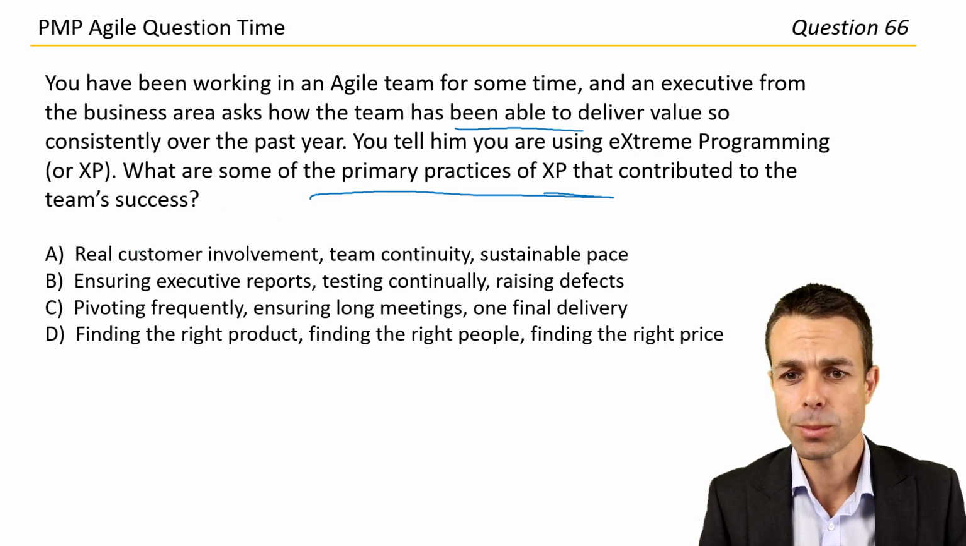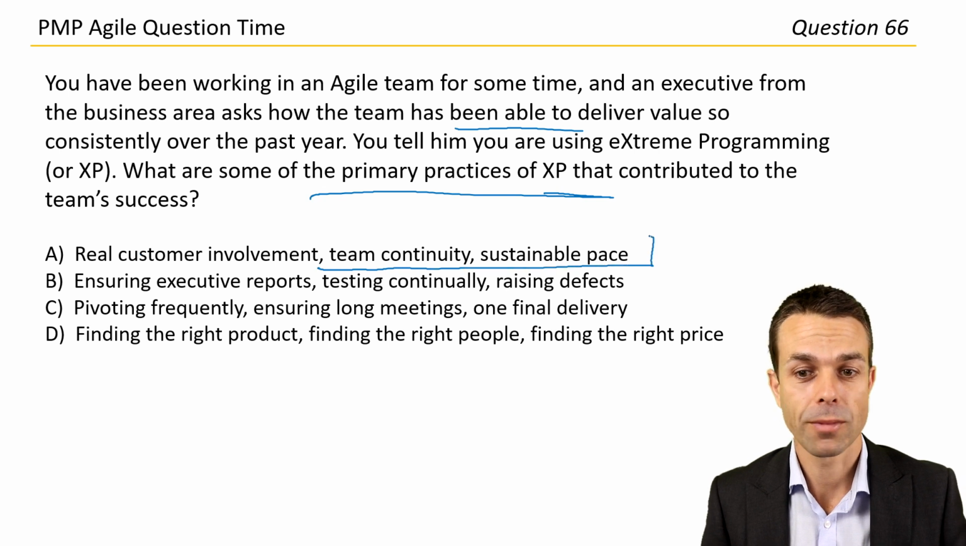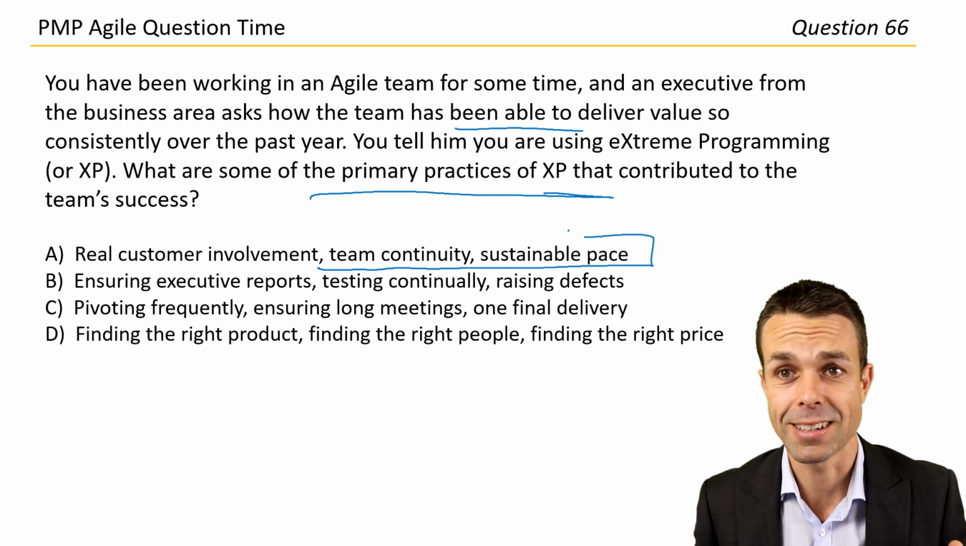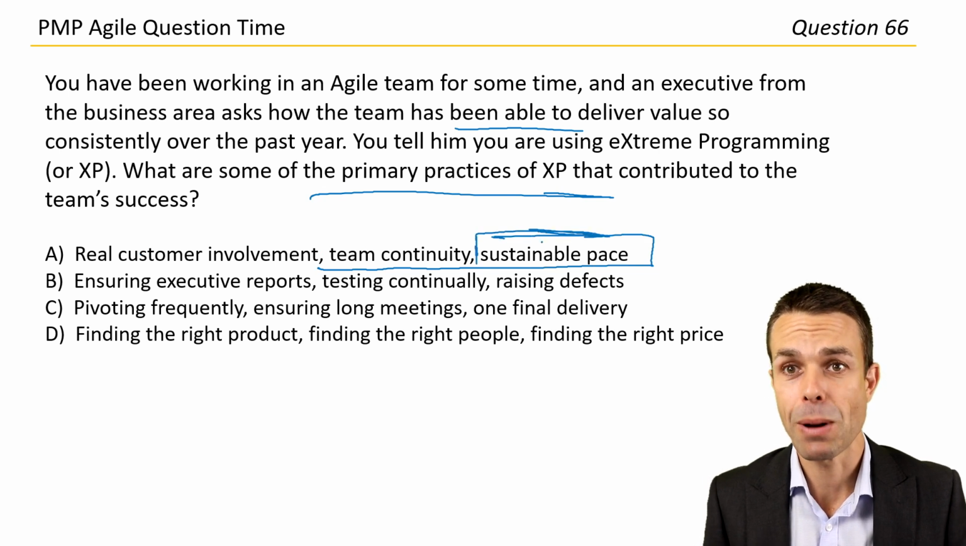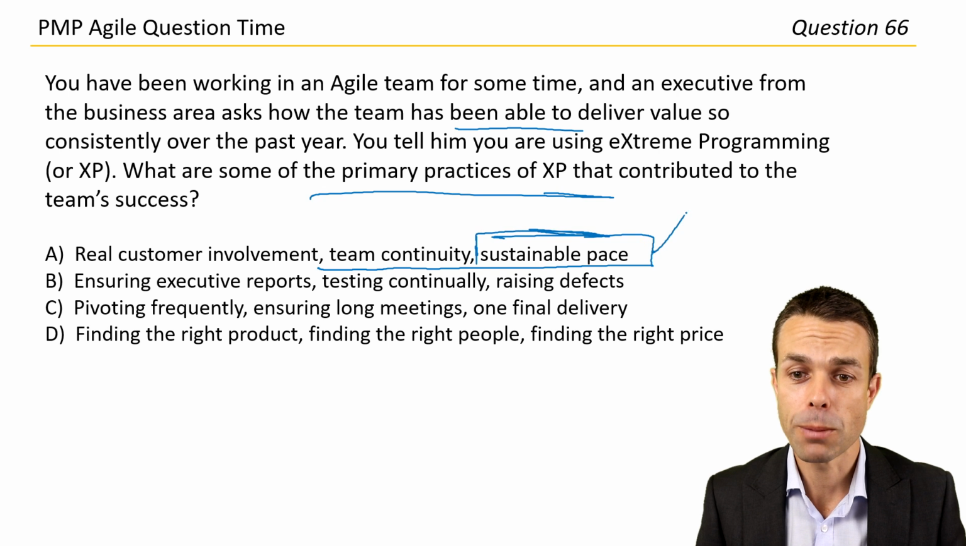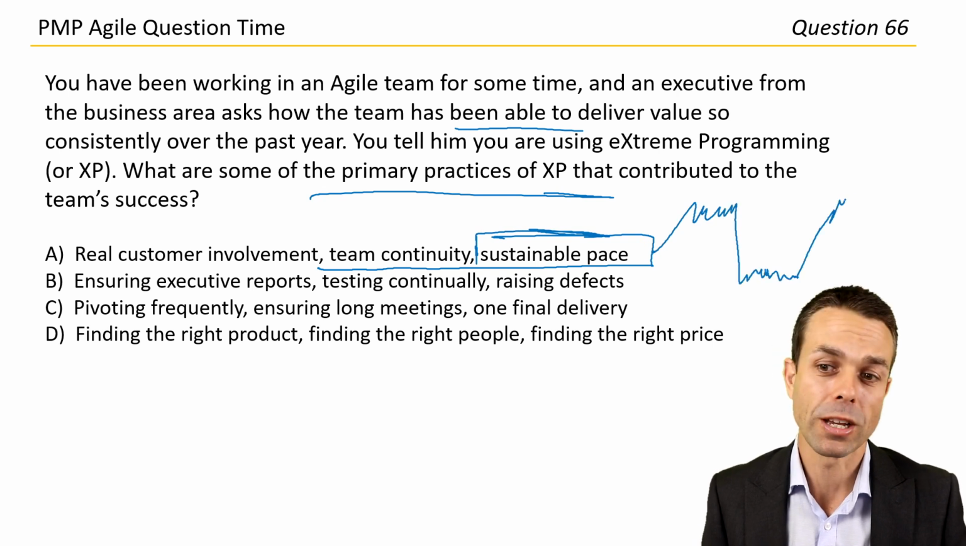So real customer involvement, team continuity, and a sustainable pace. That first one is a fantastic example of Agile. Sustainable pace is a real key part of Agile. We're not working people high and then having them take time off and then working them really hard again.